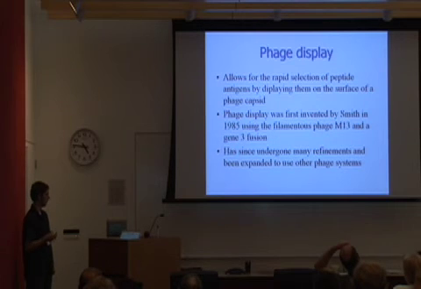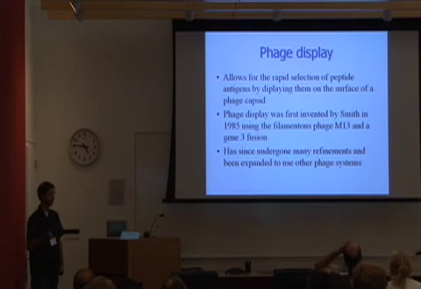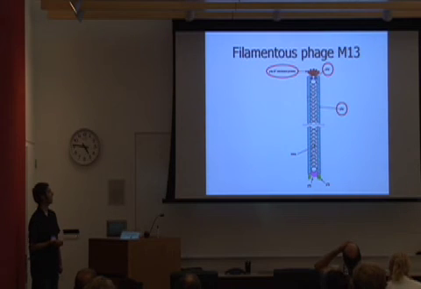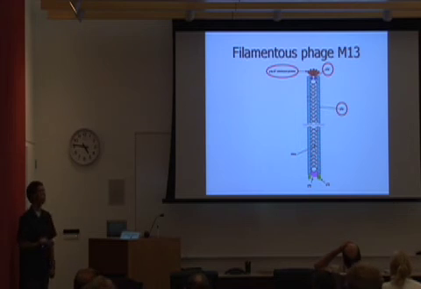This allows for the selection of random peptides, often out of a peptide library. There are many different ways that you can retool this technology. It was first invented by Smith in 1985 in an original Science paper, where he fused a small peptide into gene 3 of phage M13, which I'll show you in a second. It's been subject to a lot of refinements. On filamentous phage M13, this is still the most popular phage display system.